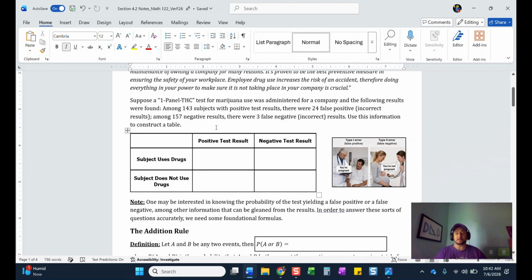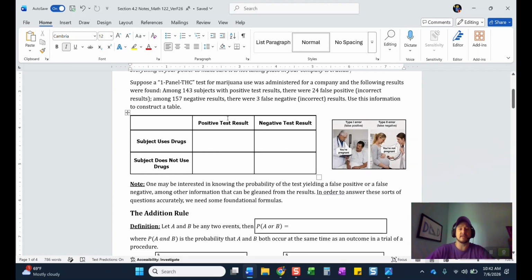So I want to basically connect it to something that can happen in real life. You know, when you're taking tests such as a drug test, this could happen. Okay, so it could talk about the validity or lack thereof of a test. So what we're going to do is we're going to fill this table out together. So I scaffold it for them. So the first row, subject uses drugs. Second row, subject does not use drugs.